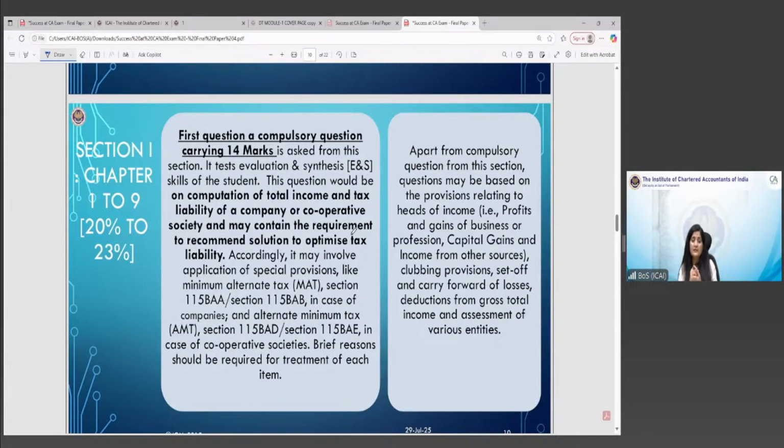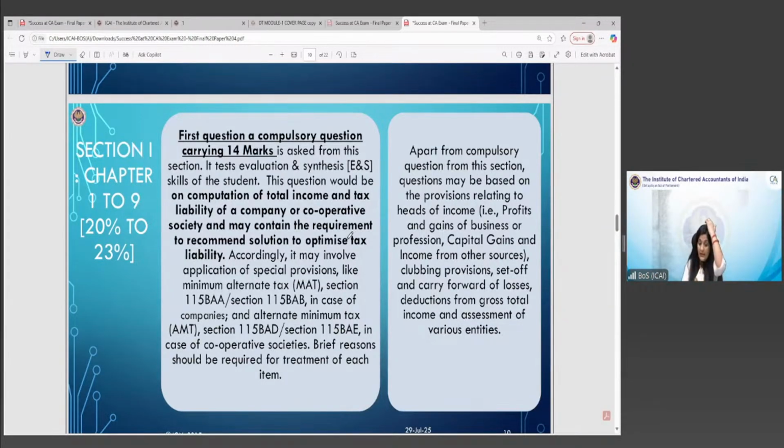Apart from this, one or the other question can be asked, that they can ask you to compute the capital gains, income chargeable under capital gains, or your income from other sources. Clubbing provisions can be asked. In case of amalgamation, set off and carry forward provisions can be tested. Some of the other questions are given in your study material also. Do solve those types of questions from this section.